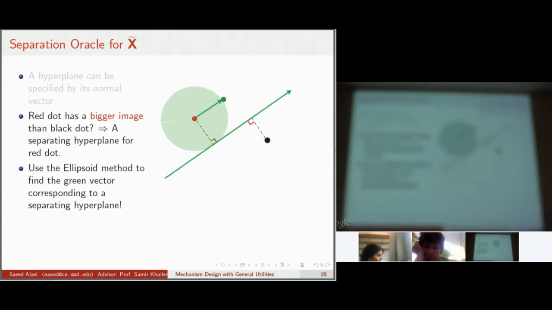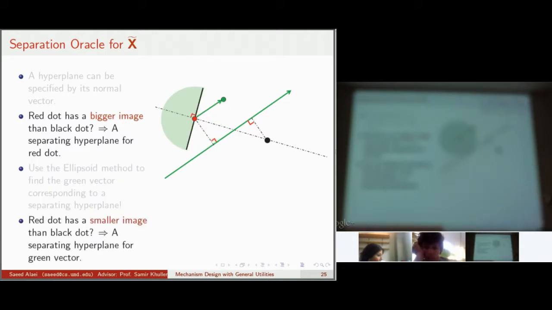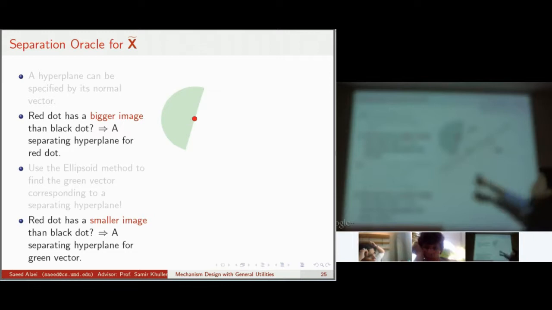And now we look at the images of this black and the red dot along this line. So the black dot has a bigger image than the red dot. So this doesn't give us a separating hyperplane for the red dot. However, if you connect the black and the red dot, it actually gives us a separating hyperplane for the normal vector. So we can cut out all possible normal vectors in this direction, because if you try any of those normal vectors, they're not going to give you a separating hyperplane, because for all of them, the image of the black dot is going to be bigger than the image of the red dot. So now we have cut half of the space of normal vectors.